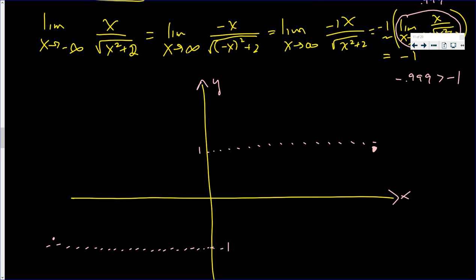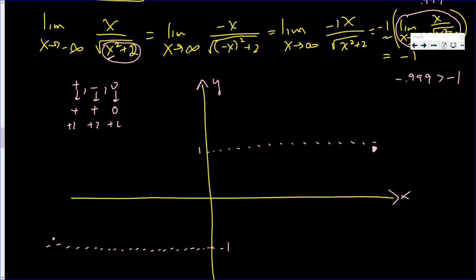Now, this problem has no vertical asymptotes because the only way the square root of something is 0 is if the something is 0. But that's always at least 2. When you square numbers, you either get positive or 0. So x squared is either positive or 0. If you add 2 to a positive, you're positive. And if you add 2 to 0, you're positive. This is always positive. It is never, ever 0. So we have no vertical asymptotes.